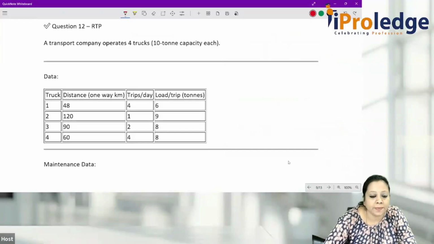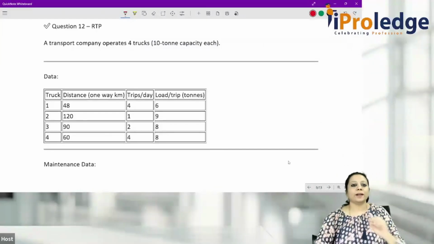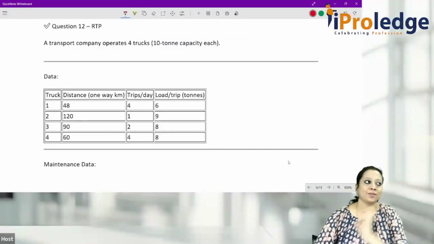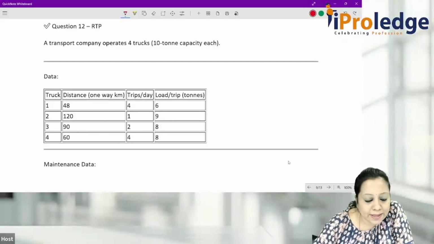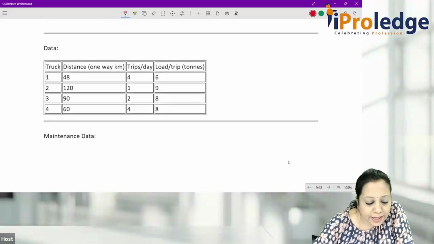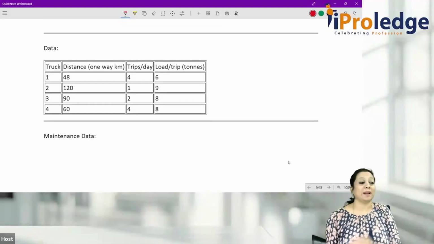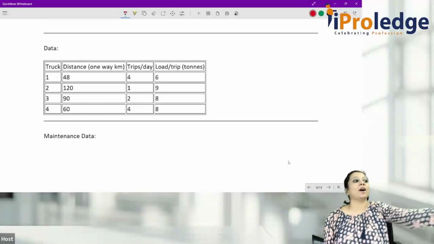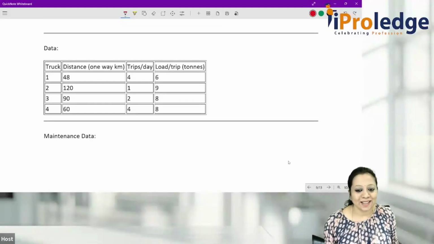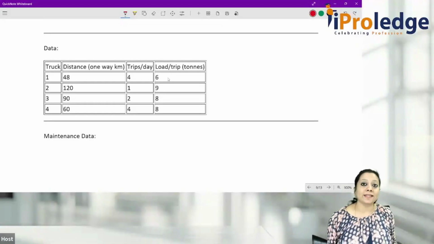That is an RTP question. Transport company. So I thought we will do one for 10 kilometers. So the company is operating 4 trucks of 10-ton capacity. All right. So they have 4 trucks, distance traveled, trips per day. Clearly they have given it, so just like that, we should multiply. In the previous example, we had to see how many trips they had done, isn't it? So load or trip in tons.